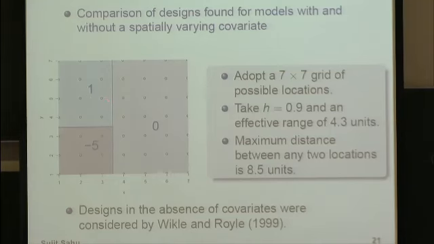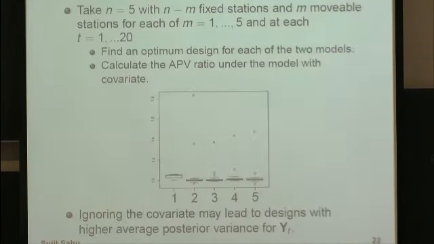So, we just chose and wanted to illustrate what sort of differences we get. We will take the temporal correlation to be 0.9 and an effective spatial range of about 4.3 units. That 4.3 units is roughly half of 8.5, which is the maximum distance between any two locations. So, we can compare those designs in the absence of covariates with designs by Weichel and Royal in an Environmetrics paper.